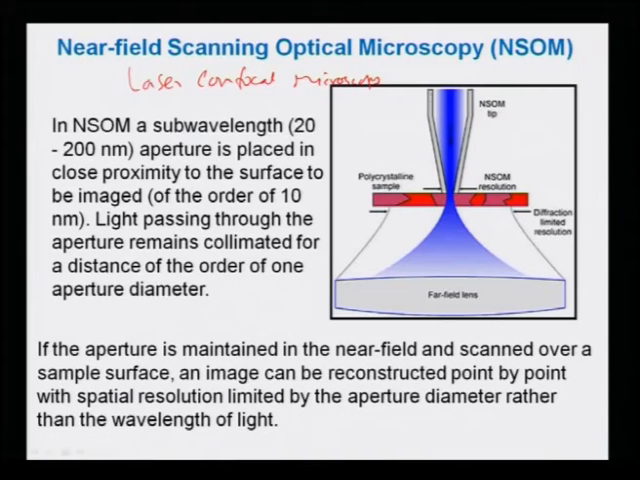I hope this is clear from this picture. What you have here is a tapered aperture, as you see, which is kept close to the sample surface, and this is a polycrystalline sample obviously, and you pass a light beam to that. These apertures can be scanned over the sample surface, and if you scan the aperture, the light beam also scans the sample surface. Then this is the constructed image, which is basically a diffraction limited resolution image. This can be obtained in a far field lens and then plotted. Nowadays these are all done digitally, because one can reconstruct the image using computers.